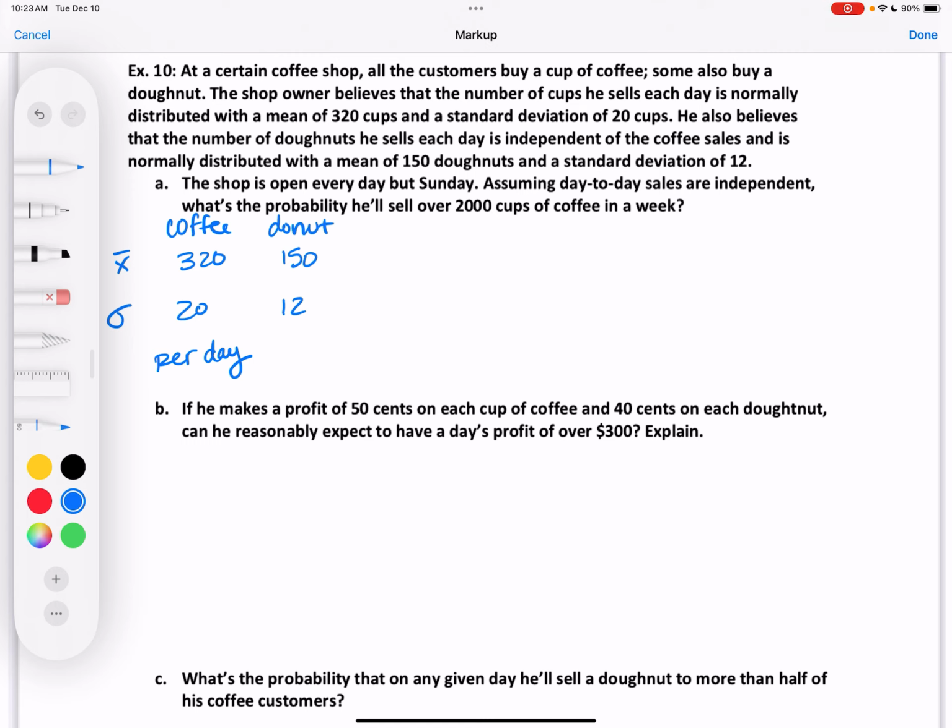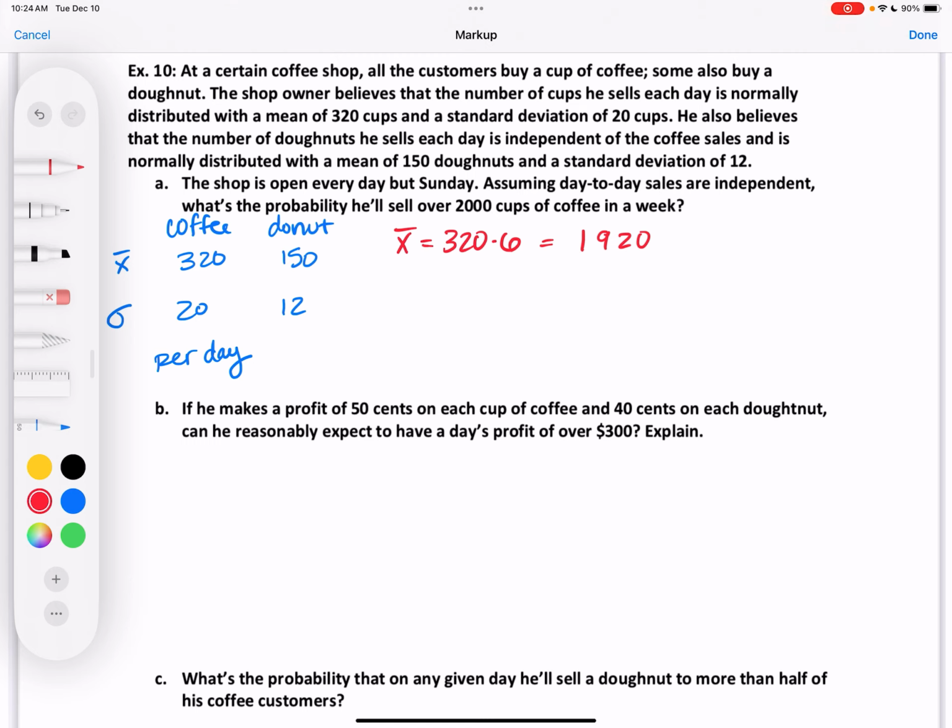So now this is each day. They're open every day but Sunday. So if I wanted to find the mean amount that they sell during the week while they are open, what would I need to do of coffee? Yep, multiply it by 6. So I'll have X bar equals 320 times 6, which gives us 1,920.